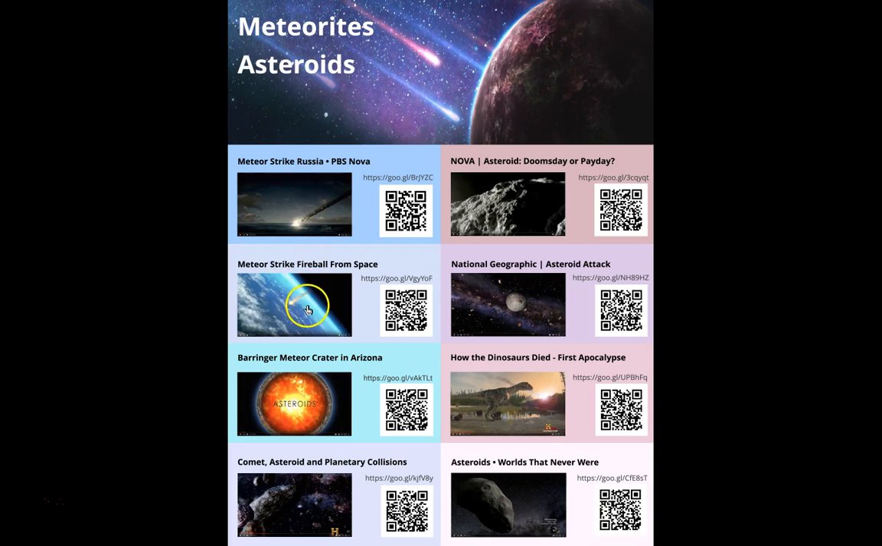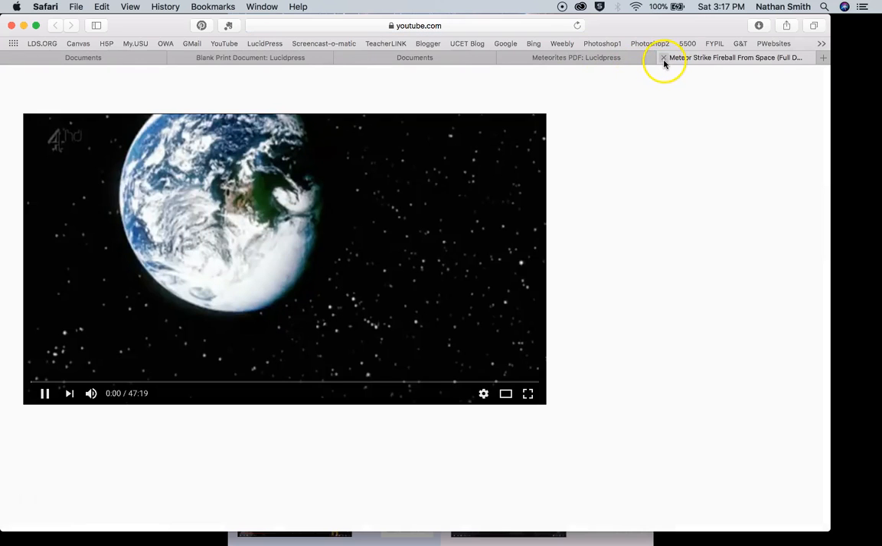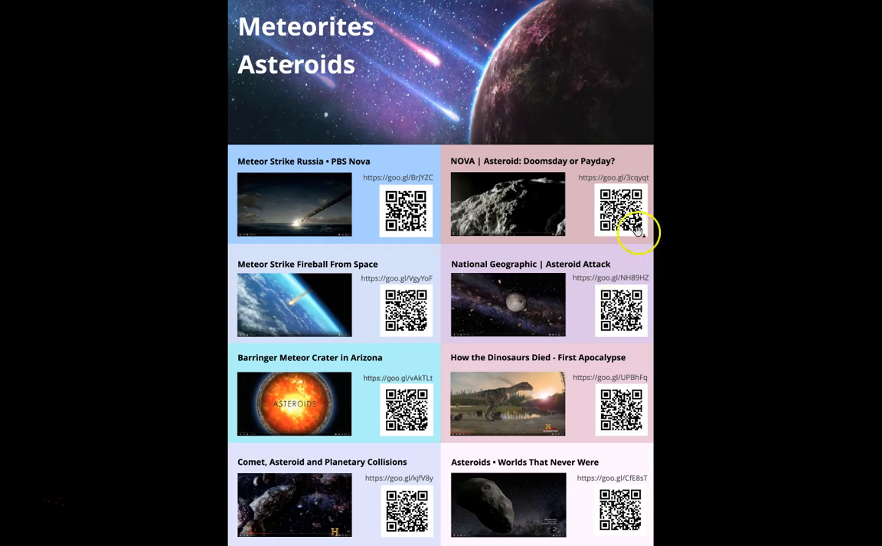So you can click on any of the movies. It will take you to that movie. You can click on any of the links, or you can use your iPad or smartphone and point the QR code reader at it, and it'll go beep and take you right to the movie as well. So what a cool resource this is.